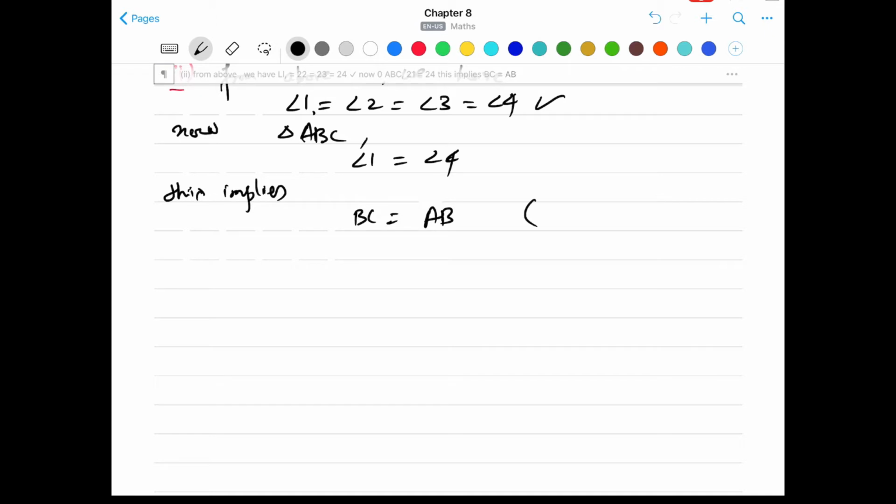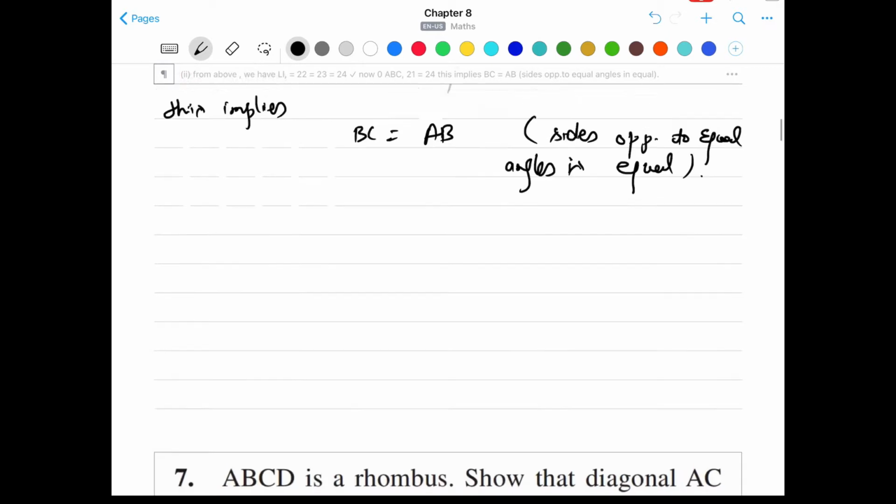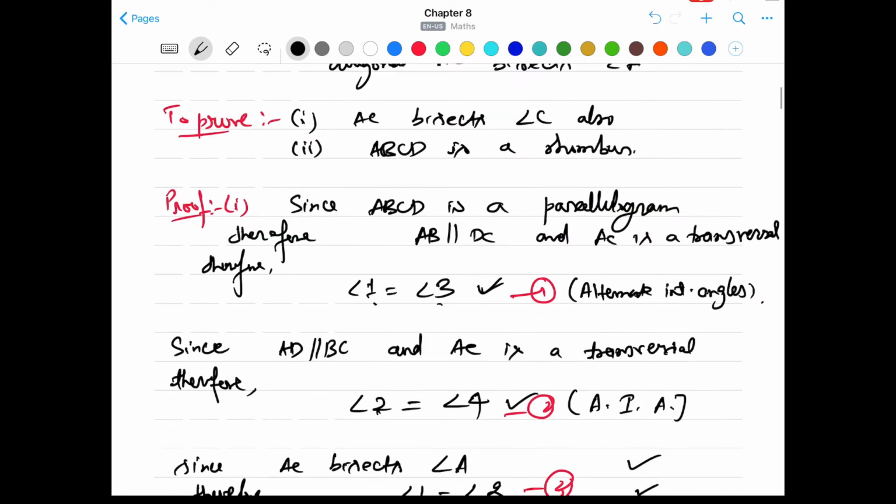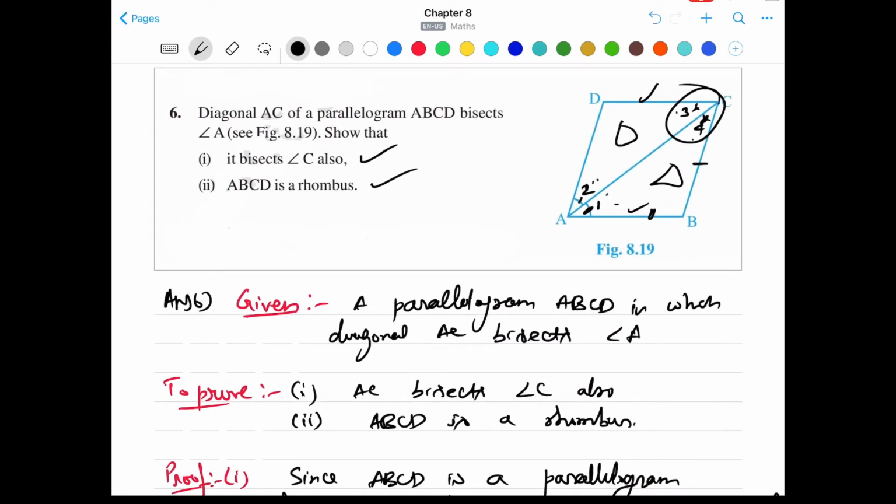Okay, this is by sides opposite to equal angles are equal. Okay, the sides opposite equal angles are equal. In a similar way, similarly here in the second triangle, this angle 3 and angle 2 are equal. Okay, and their opposite sides, side AD and DC, will also be equal.